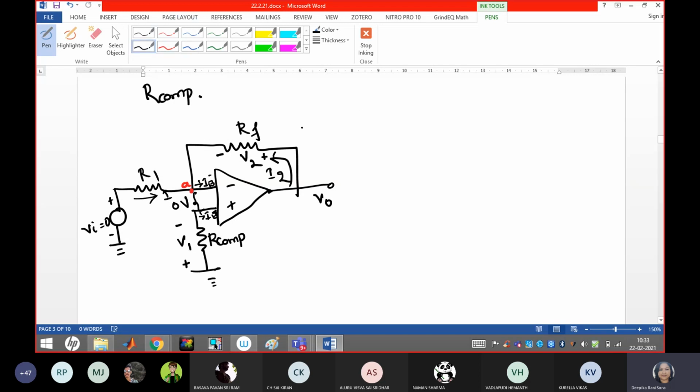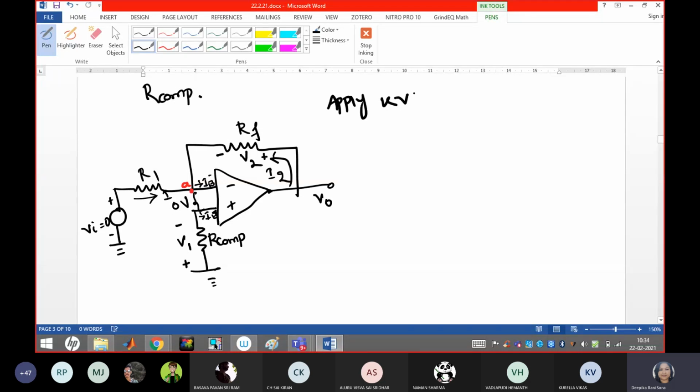Okay, so apply KVL, guys. Where do we apply KVL? Which loop do we have to apply KVL? Vi is 0. Which loop do we have to apply KVL? Output loop, no? Vi to V0 side. Yes or no? Now apply KVL in this loop, the whole loop, Vi to V0 side. Okay, I am writing the equation, just see.